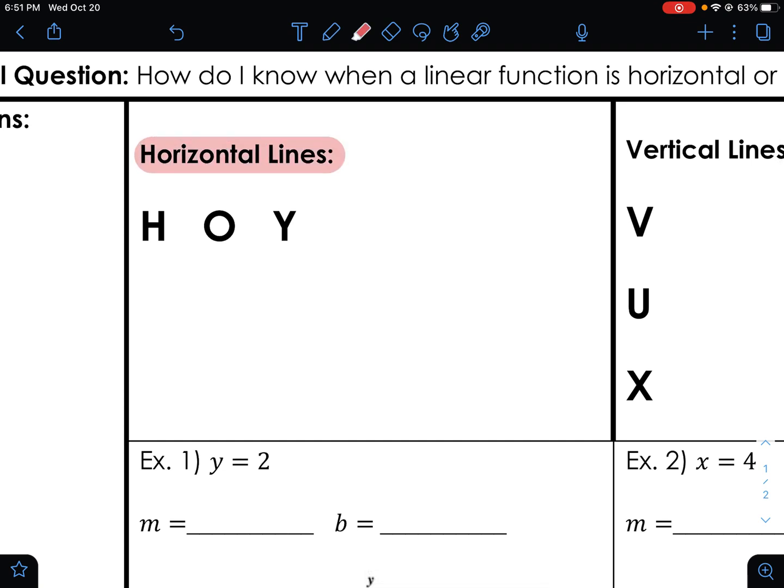So we have an acronym to help us with horizontal and vertical lines. It's HOI-VUX. So HOI is for horizontal lines, and the H stands for horizontal. And a zero slope. Okay, so again, the O is representing 0. And Y is for Y equals equation. So again, HOI is used for horizontal lines. And we know horizontal lines go from left to right. So we often draw a horizontal line for the cross of the H.